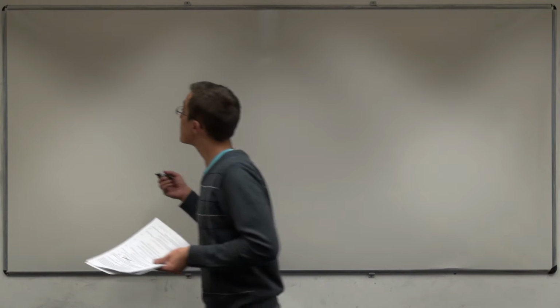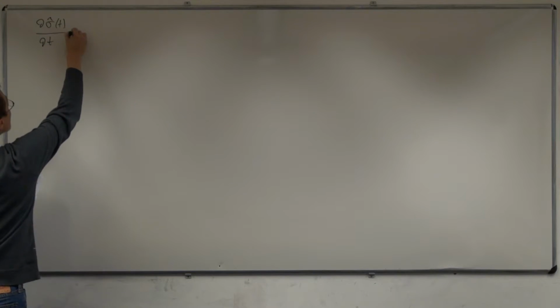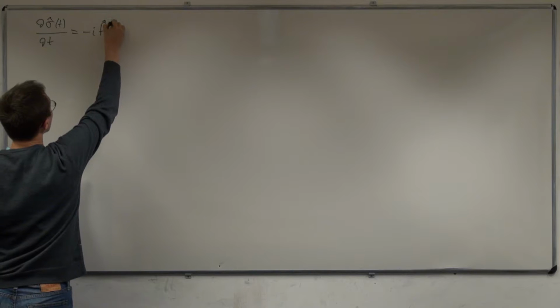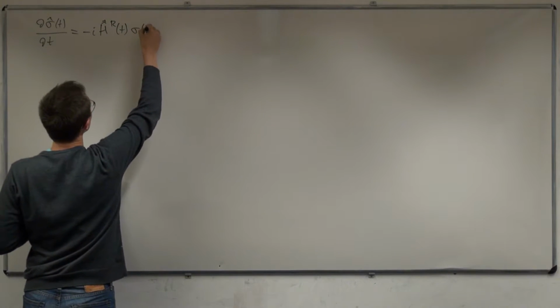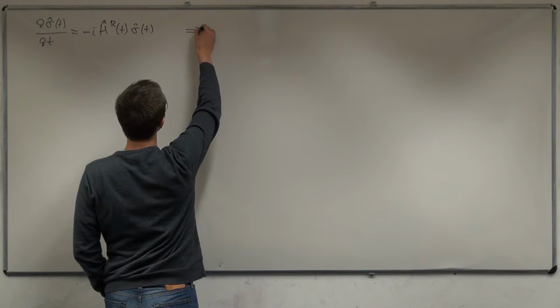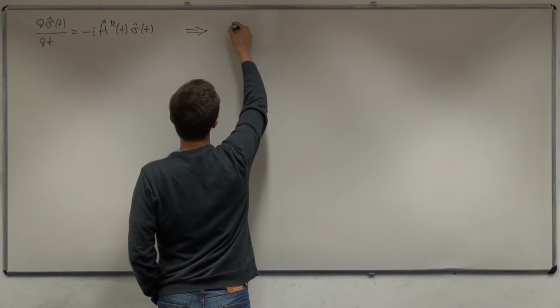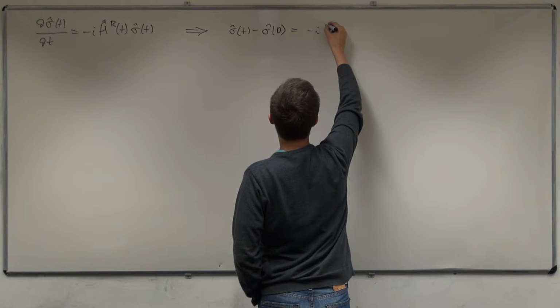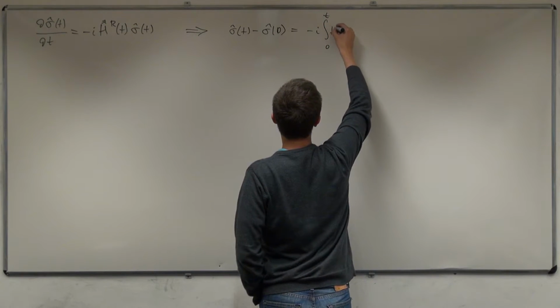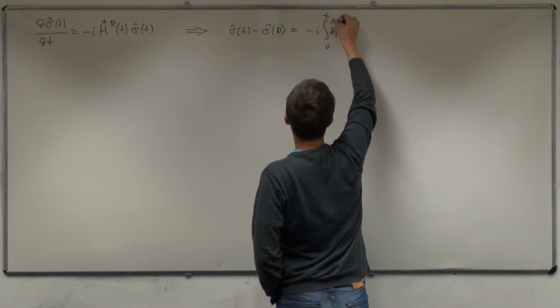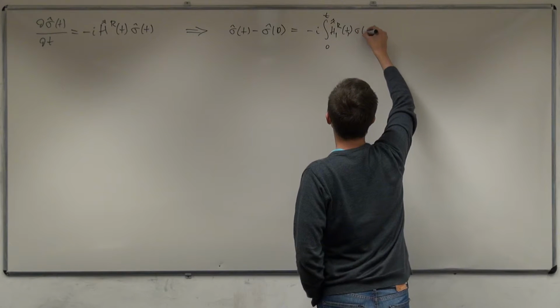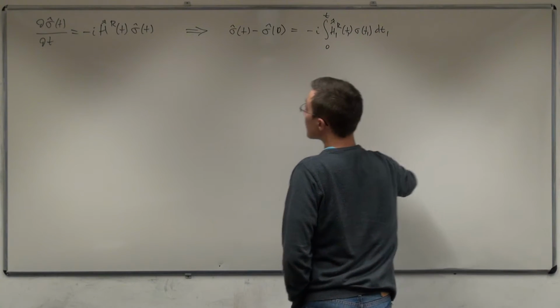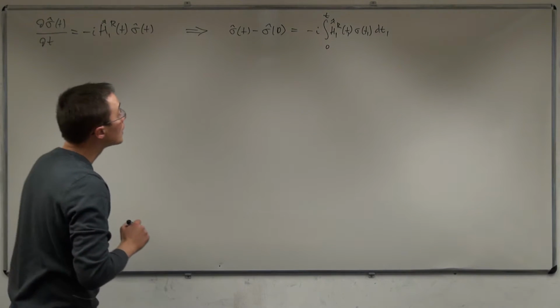So here's our rotating frame version of the Liouville von Neumann equation. So d sigma of t by dt will be minus i H double hat rotating frame of t sigma of t. And let's integrate it in time just as we did in our perturbation theory treatment. So sigma of t minus sigma of 0 on the left hand side and minus i integral from 0 to t H1R double hat of t1 sigma of t1 dt1. So we've transformed it into the integral equation.